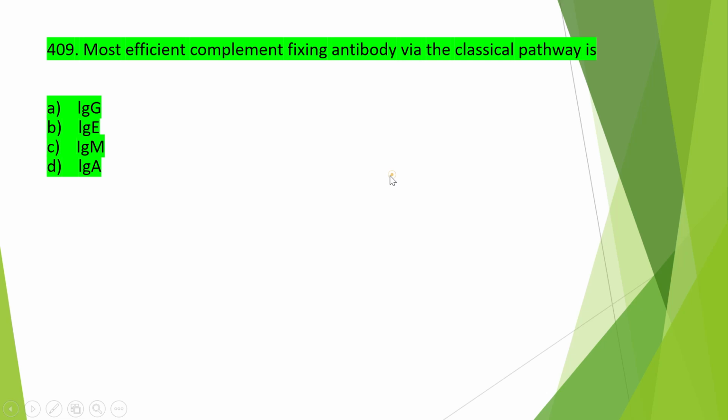Okay, so move on to the next. The most efficient complement fixing antibody via the classical pathway is IgG, IgE, IgM or IgA, and the right one is option C, that is IgM, the most efficient complement fixing antibody for the classical pathway of complement.